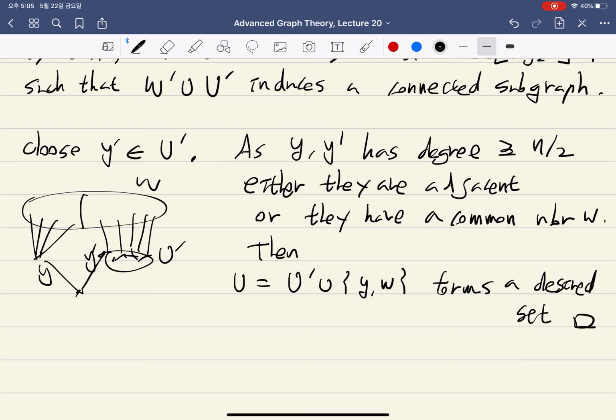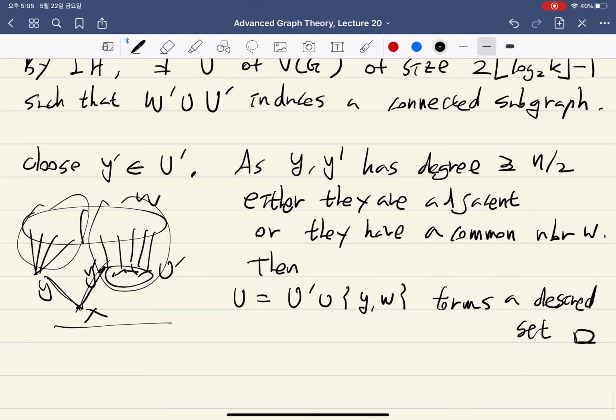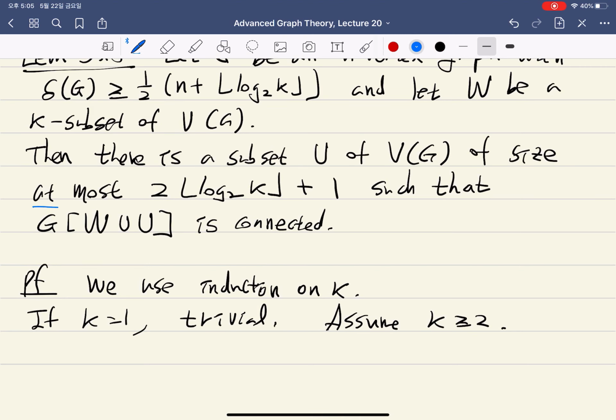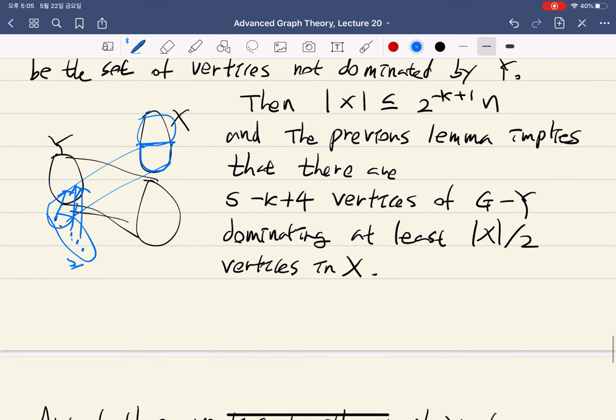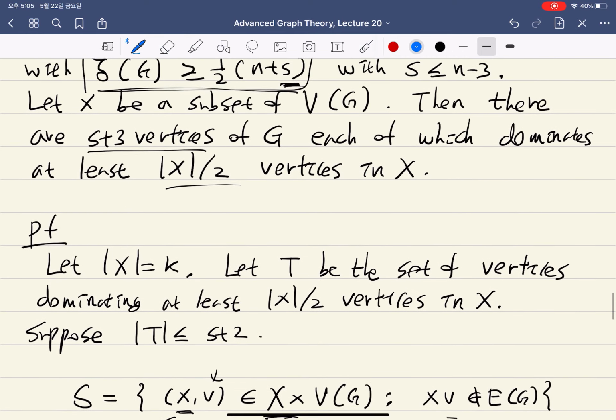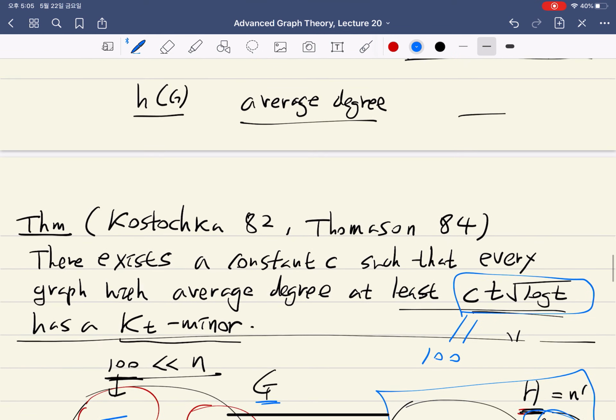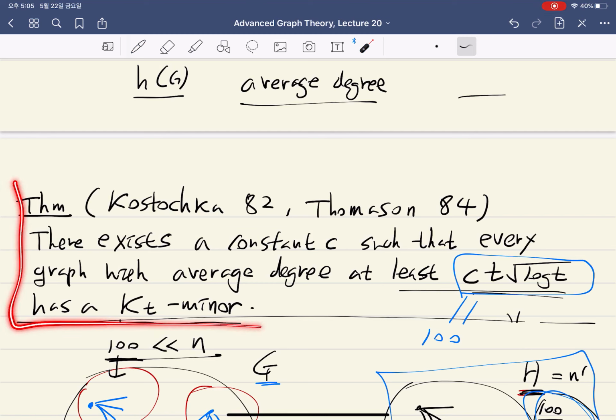Now because these are connected and this is connected and you add this, everything is connected, and the size is from here, and you add at most 2 more vertices, so the size is at most this number. So this proves this lemma. So we collected these 3 lemmas, and we will use them to prove the Kostochka-Thomason theorem next time. So this shows that if we have a large average degree, then we can find the complete graph minor, a K_t minor.